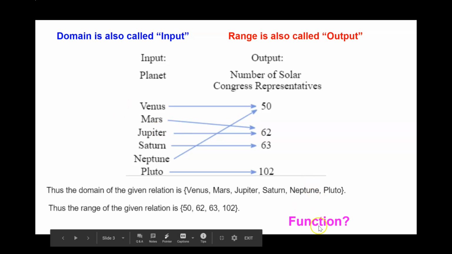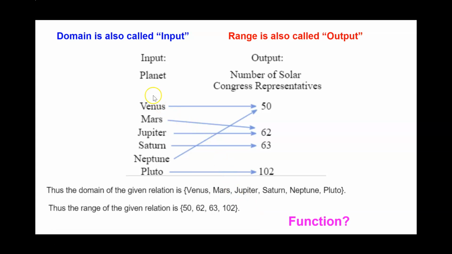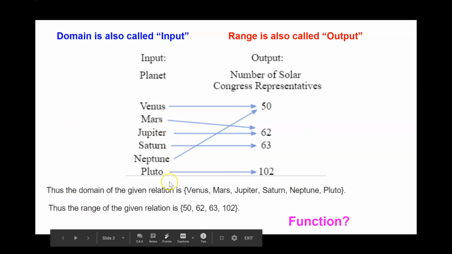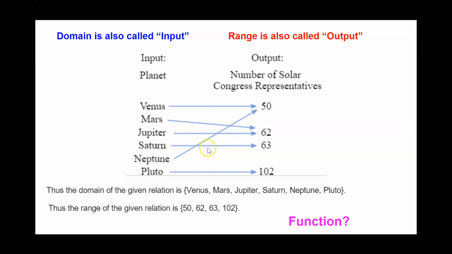Now the question on MyMathLab is, is it going to be a function? How do you know if something's going to be a function? As long as the domain does not repeat, meaning how many times do you see Venus leave? One time, it goes to 50. Mars leaves one time, Jupiter leaves once, Saturn leaves once, Neptune leaves once, and Pluto leaves once. Remember, if every one of these inputs leaves one time, then this whole system here is going to be considered a function.